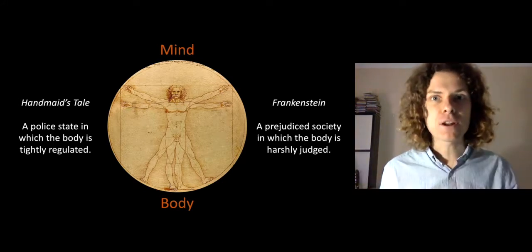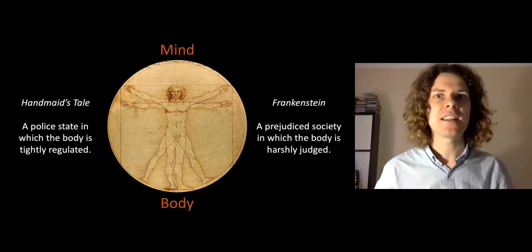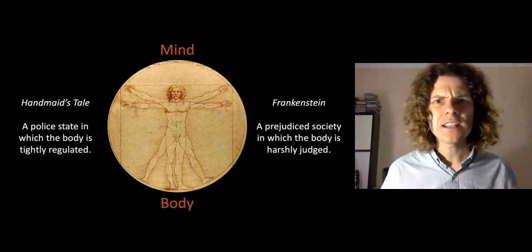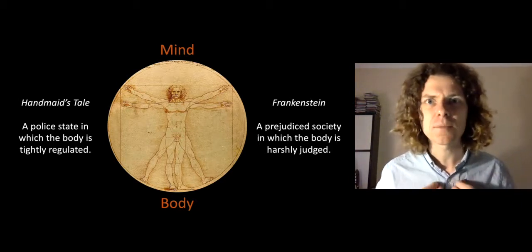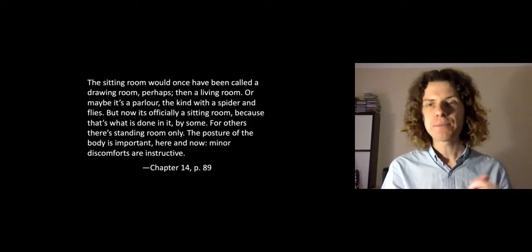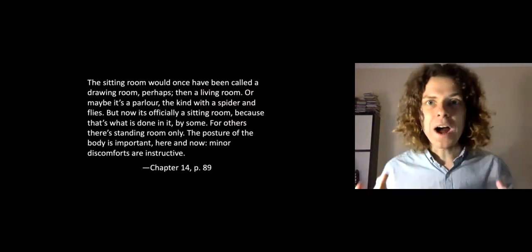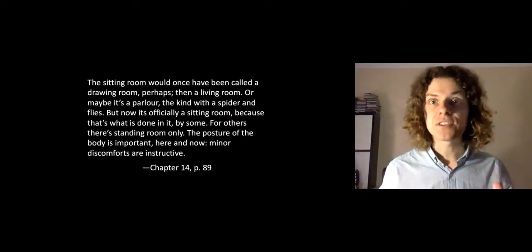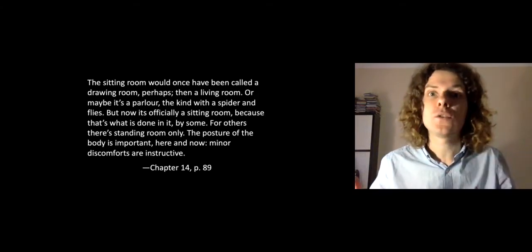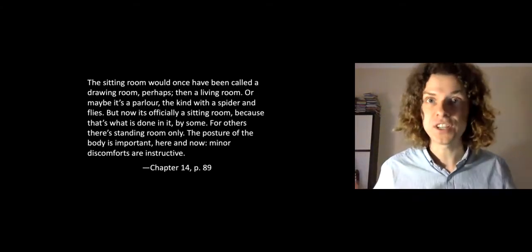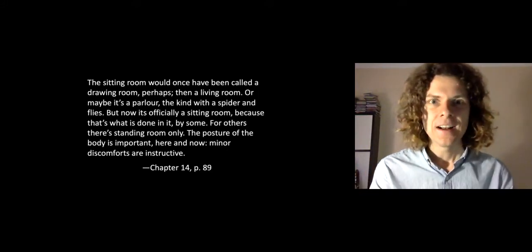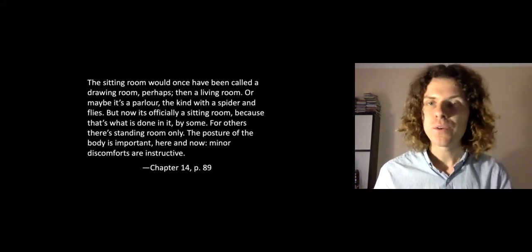So you can see that the oppression in Frankenstein is quite different to the oppression in The Handmaid's Tale. And as a result of this, the two novels come up with quite different ideas about how oppression works and what effect it has on the person who is oppressed. So here's a little quote from chapter 14 of The Handmaid's Tale that shows one of the ways that Gilead oppresses the handmaids like Offred. So at the beginning of this chapter, Offred has gone into the room of the house that's called the sitting room. And when she gets there, this is what she says to herself. The sitting room would once have been called a drawing room, perhaps.